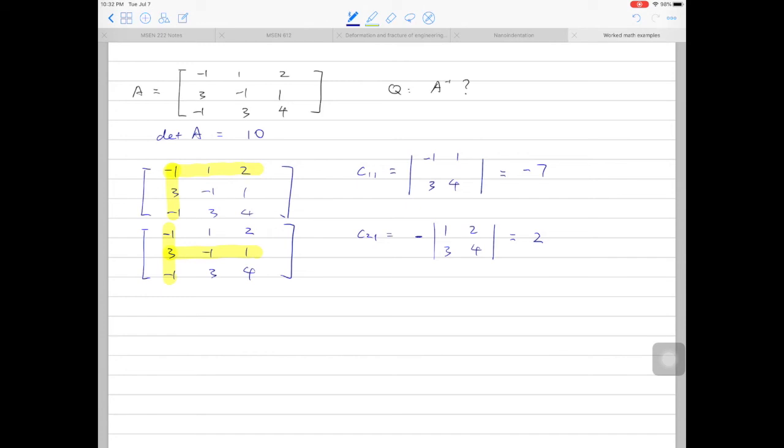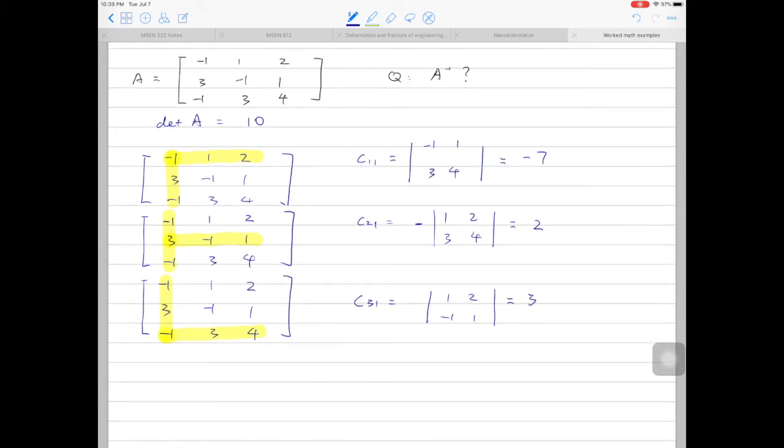We can repeat the same process to calculate C31. The corresponding entry in the A matrix, A31, is here. So let's again block the row and the column. The matrix we have left here is 1, 2, -1, and 1. Then we get the determinant of that. In this case, the sign is back to positive, and this gives you 3.